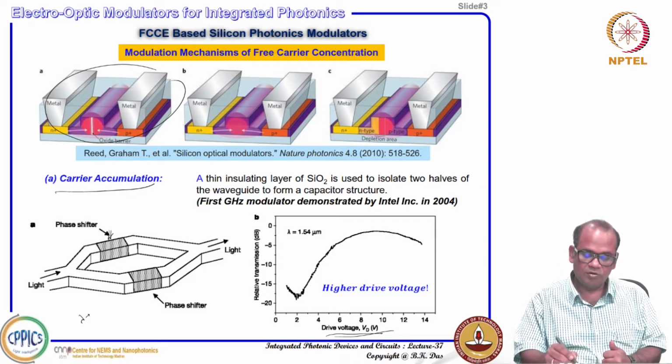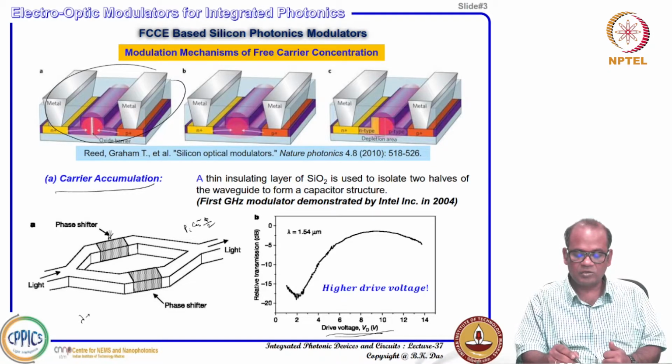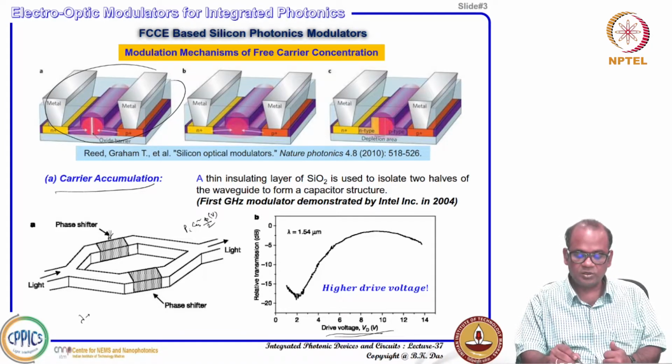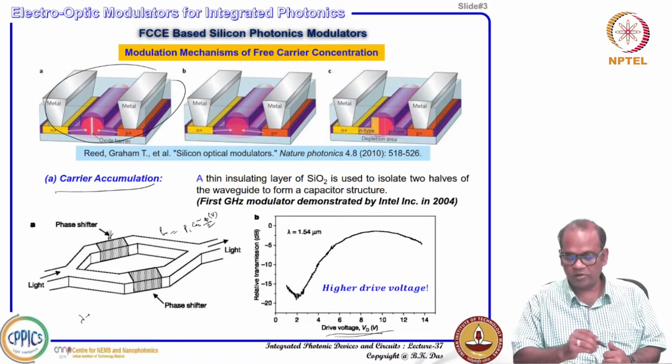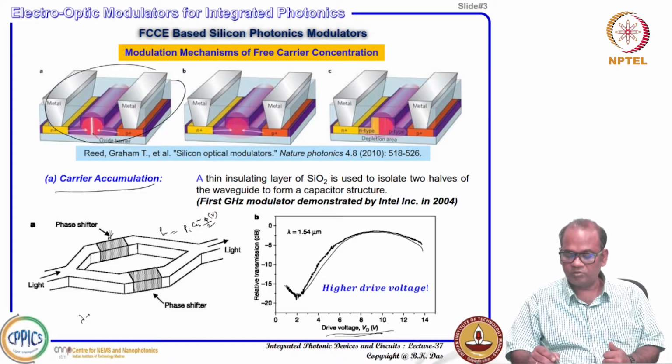In that case, your output here will be P input cos square of phi by 2, where phi is the phase difference. So as a function of voltage, phi is almost linear with the voltage. That means as phi increases, your output will vary as a cosine square function. So it is seen that it is almost like a cosine function, it is increasing, right? As a function of voltage, you can see this.